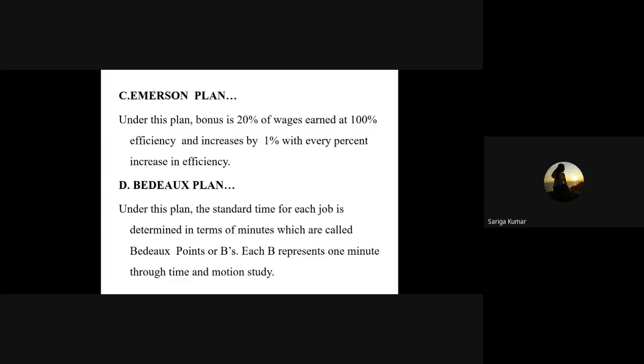Once you get a minimum of 20% for 100% efficiency, if you do an extra 1% for every percent increase in the efficiency, this is proportionate, 1:1 for any extra. If you do an extra 1%, you get an extra 1% incentive. For 100% you get 20%. Above 100%, if it is 101%, you get 1% as an incentive.